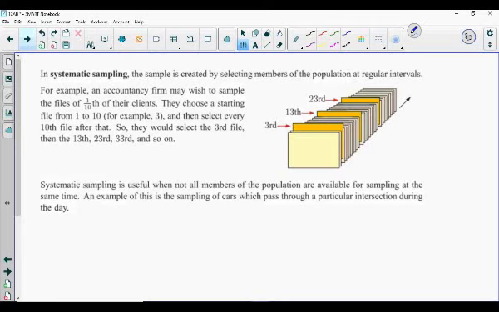So for example, this one, I'll just highlight its corner, and the one right in front of it, do not have the same probability of being chosen as that one and that one, because for the first pair, it's impossible, because we're using a system that would not allow us to choose two consecutive people from the population, or folders, whatever we're talking about in this question. So that's systematic sampling.